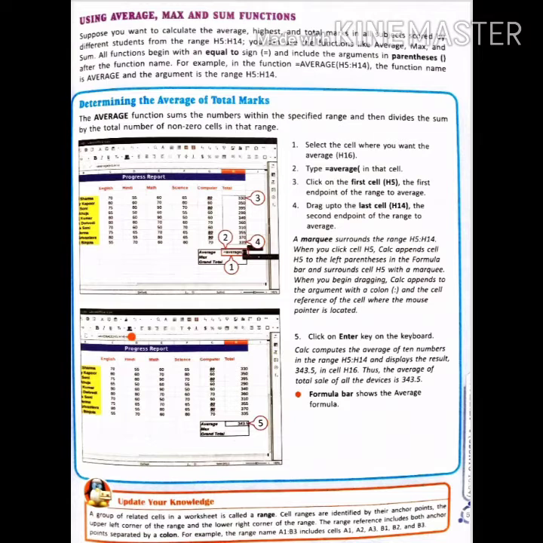Update your knowledge. A group of related cells in a worksheet is called a range. Cell ranges are identified by their anchor points, the upper left corner of the range and the lower right corner of the range. The range reference includes both anchor points separated by a colon. For example, the range name A1:B3 includes cells A1, A2, A3, B1, B2 and B3.